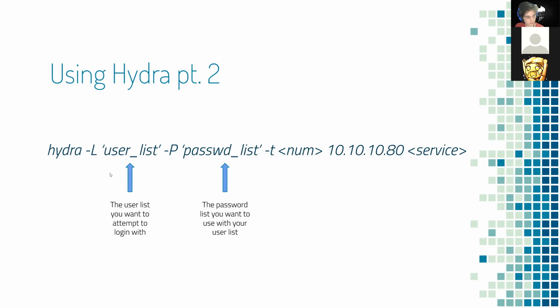Does that make sense to everyone? -l, lowercase l, for a single user you want to log in as. -L, capital L, for a user list. Then lowercase p and capital P for almost the same case as user.